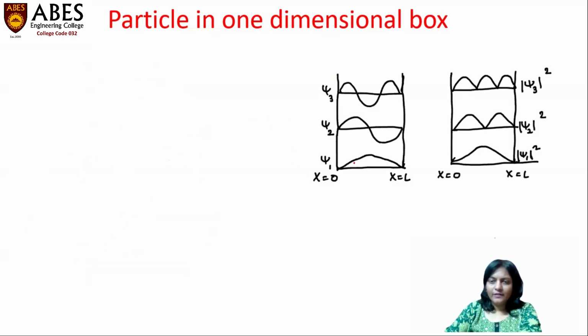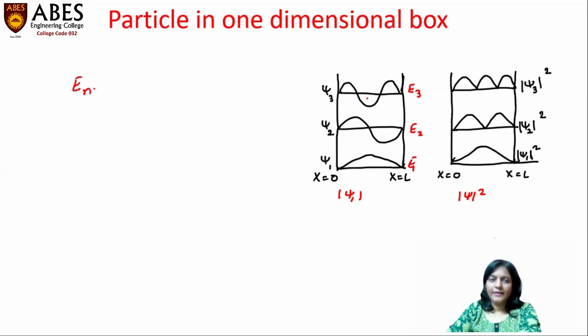This is the representation of psi 1 for energy level E1. This is the energy level E2 and this is energy level E3. This is the representation of psi and this is the representation of probability density psi square. Because psi square cannot be negative, this portion will be on the upper side and become positive. It is not possible that psi square is negative. So this is a particle in a box.